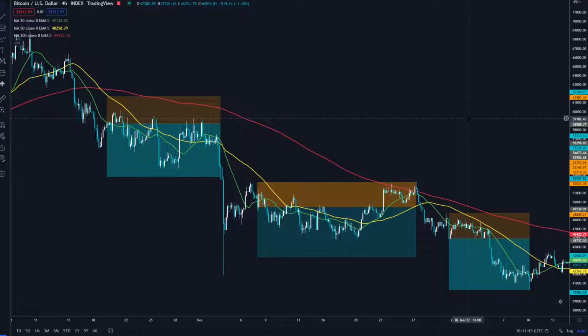Now I'm going to go through the painstaking process of using the bar replay feature and testing 100 trades on BTC USD on the 4-hour chart and recording the results. See you in a bit.